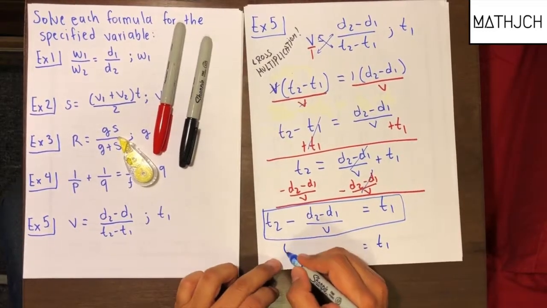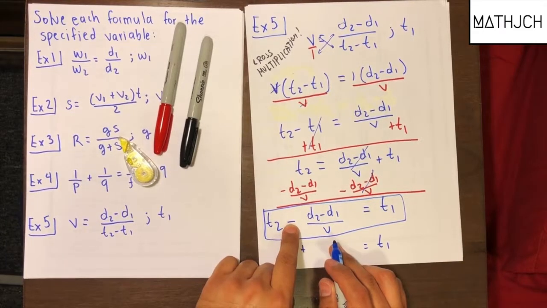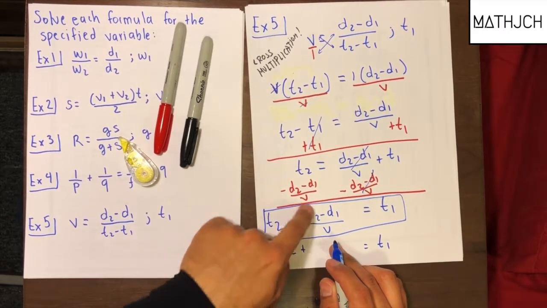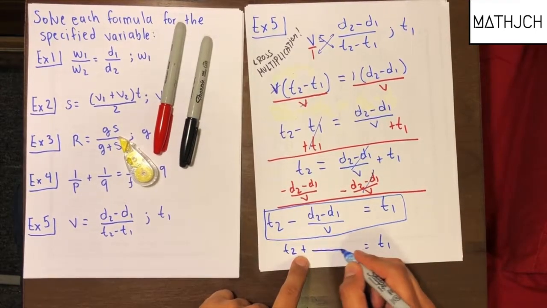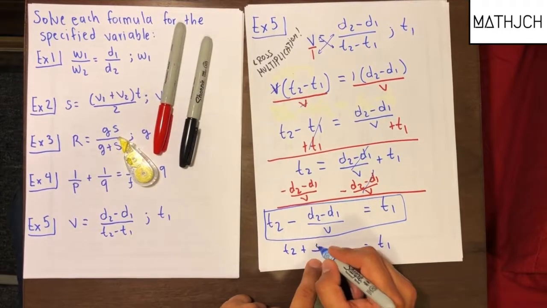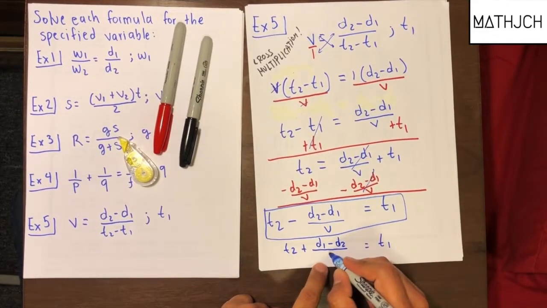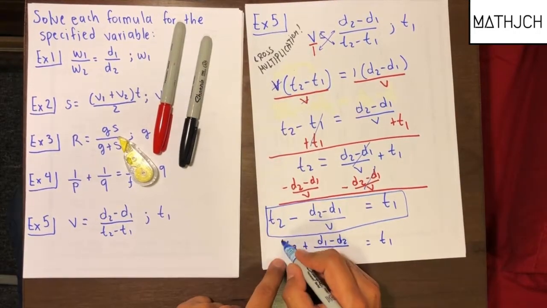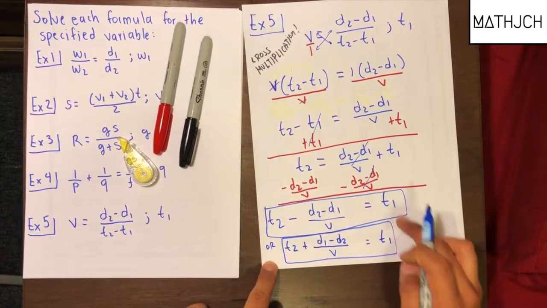t2 now plus, because this negative will be distributed, so automatically we are left with plus. Now this becomes negative and this becomes positive. That means that we will have (d1 minus d2) divided by v. So both solutions are correct, this one or this one.